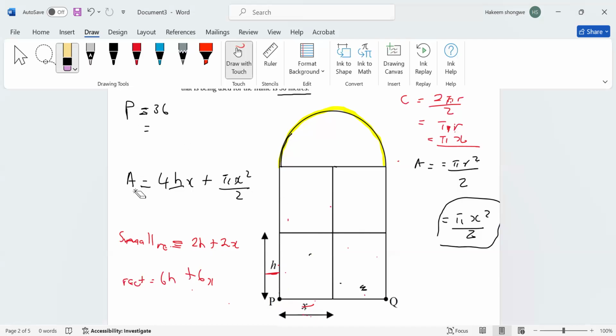So the perimeter of this whole shape is going to be 6h plus 6x plus the circumference, which is pi x. Now we know the perimeter is equal to 36. So this whole thing is equal to 36. What I realized is that in the area they want us to prove, there's no h, so I must make h the subject of the formula, or substitute into the area formula.